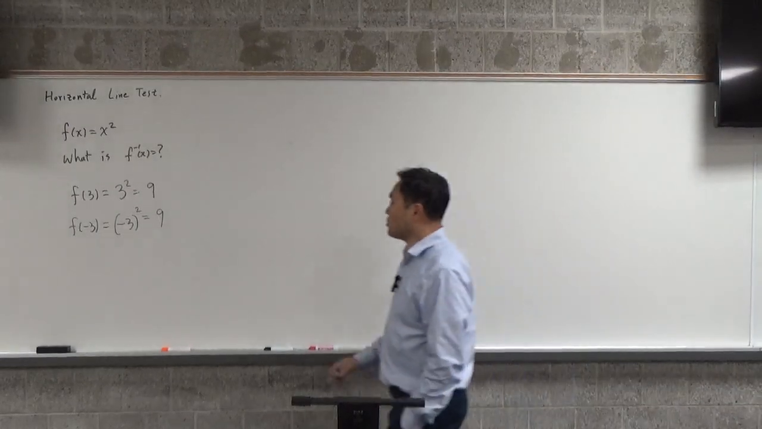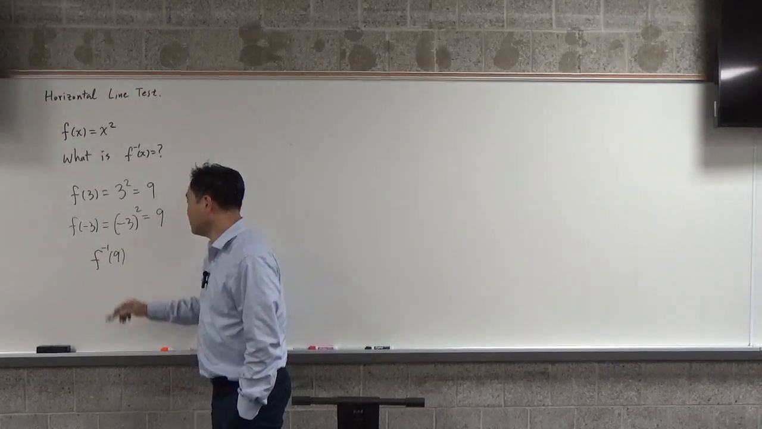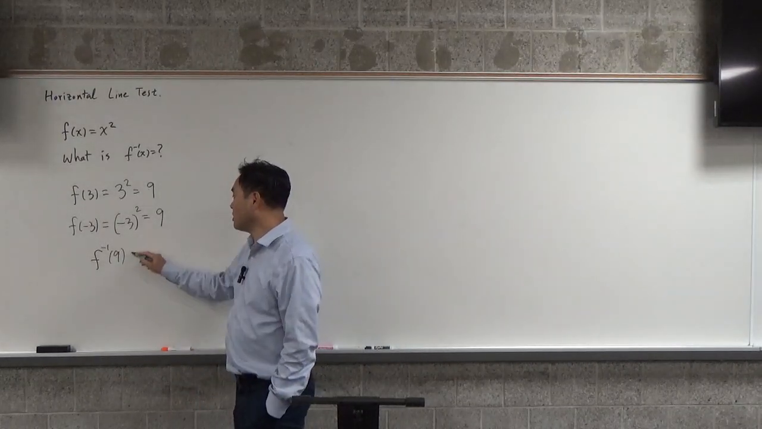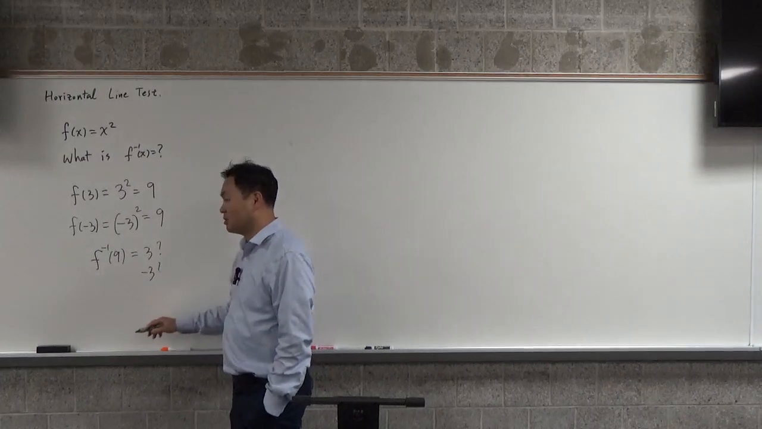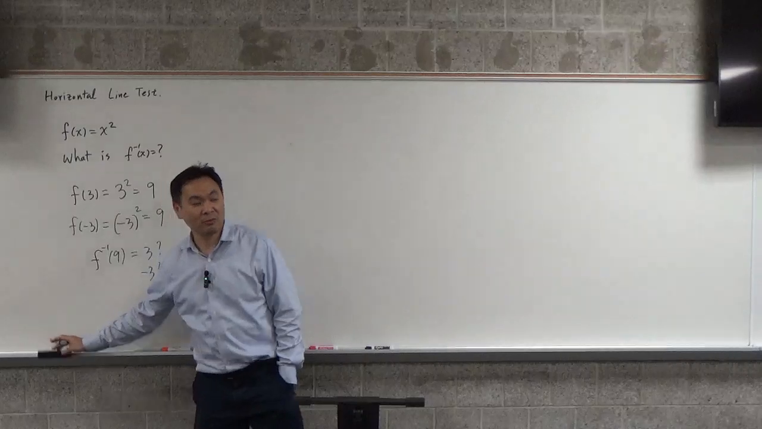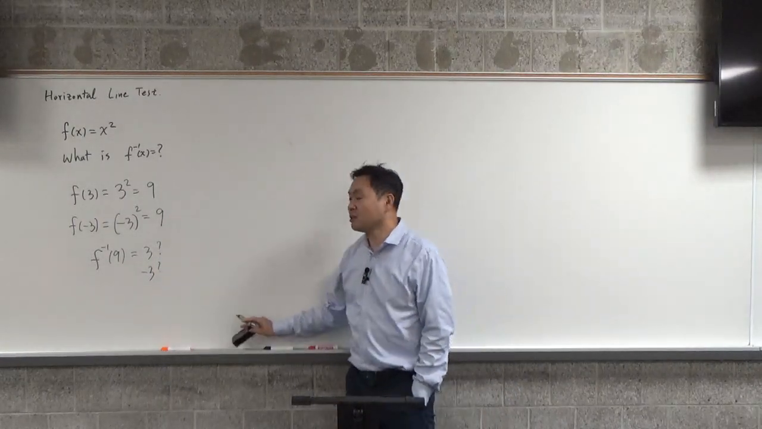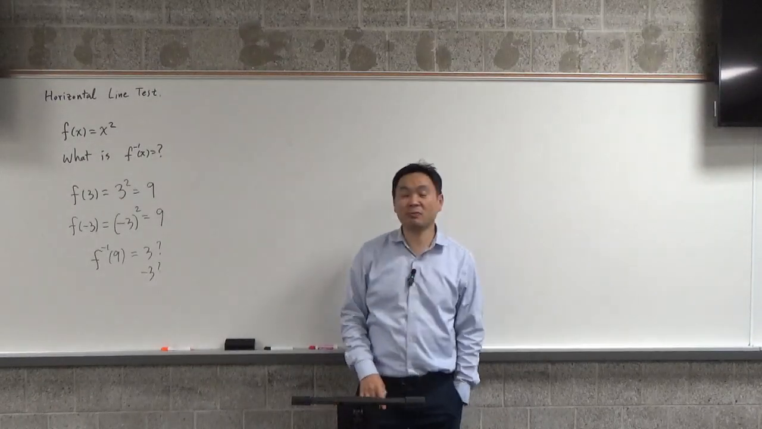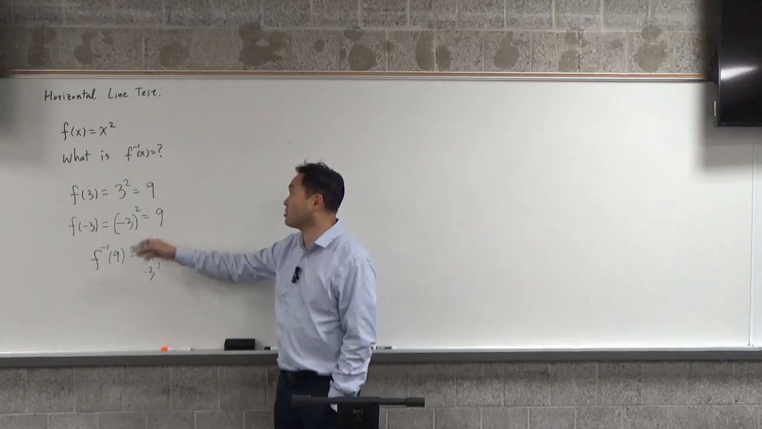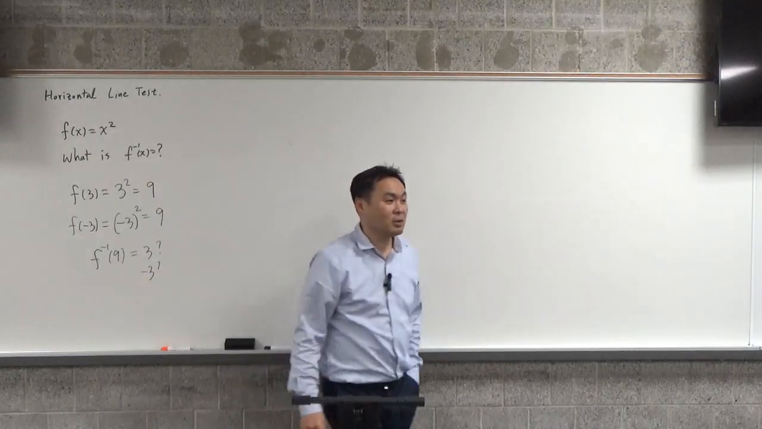That means if you ask what's f inverse of 9, you don't know if this should be 3 or negative 3. Right? You have the following problem. And this makes it impossible to construct an inverse function. In fact, because of this very reason, f inverse of x for x squared doesn't exist.